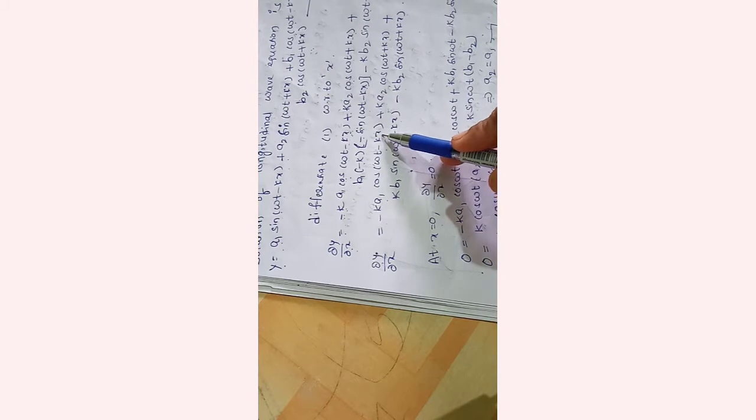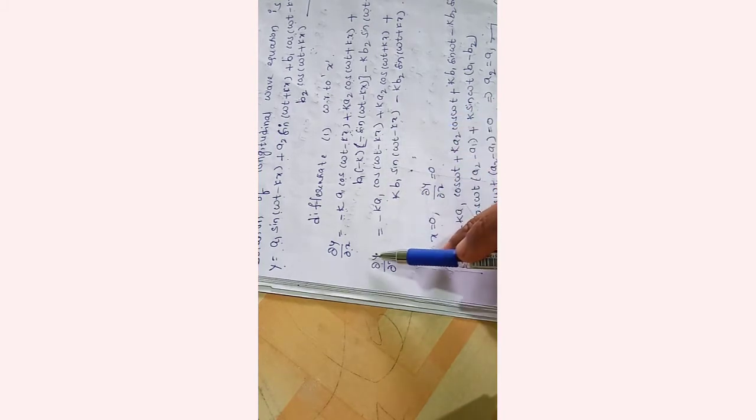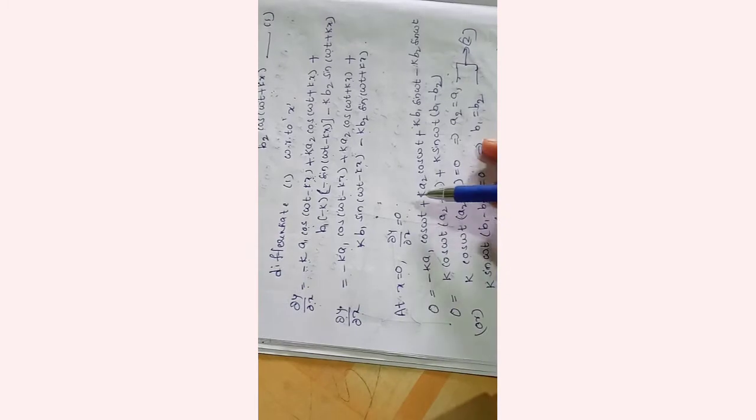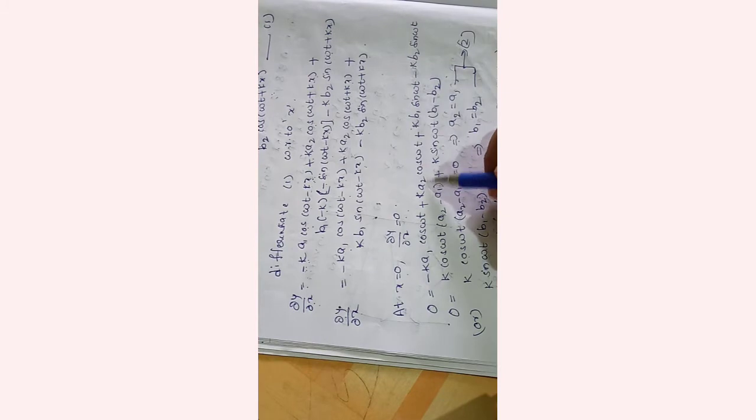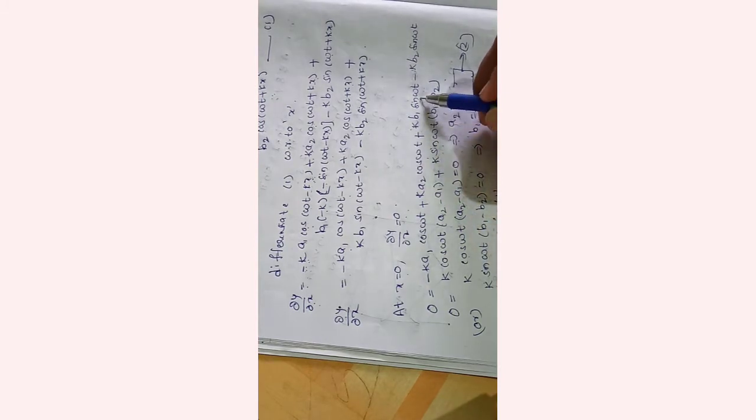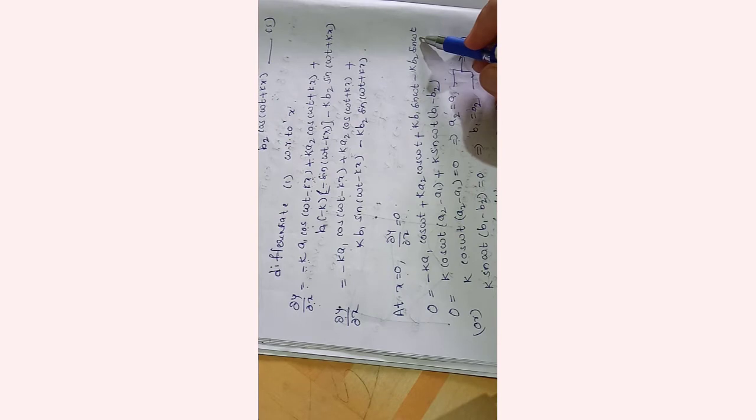Now let us apply the boundary condition. At x is equal to 0, dou y by dou x is equal to 0. So in the place of x we substitute 0, and dou y by dou x will also be 0, the first boundary condition. So we write 0 equal to minus k a1 cos omega t plus, at the place of x we substituted 0, plus k a2 cos omega t plus k b1 sin omega t minus k b2 sin omega t.